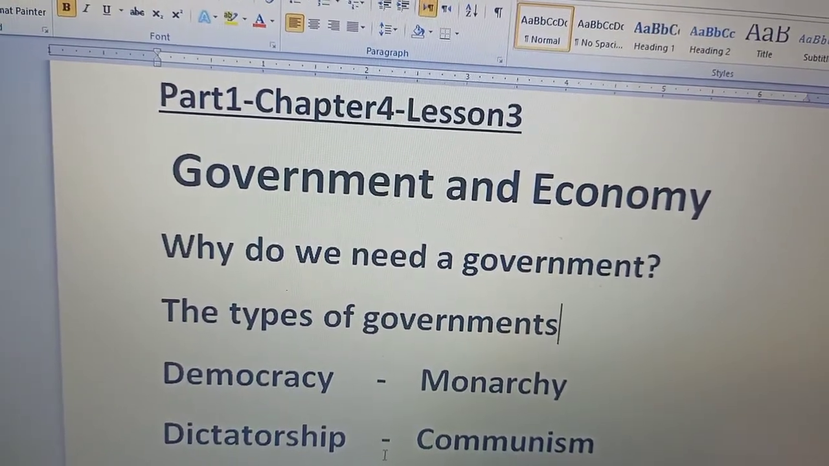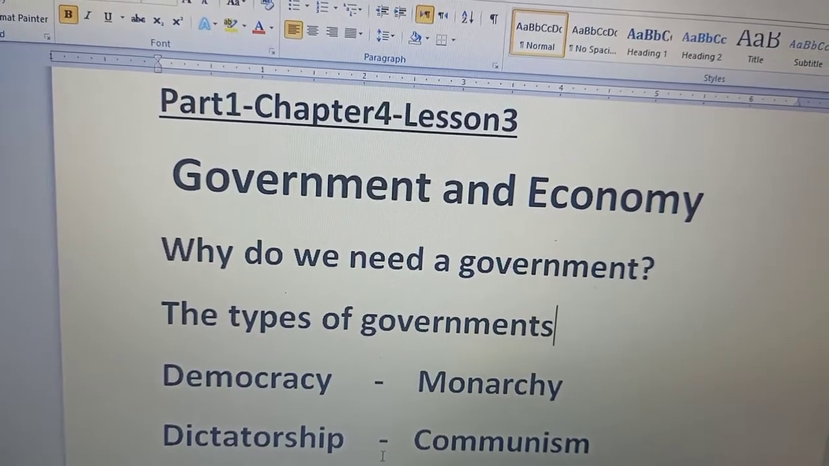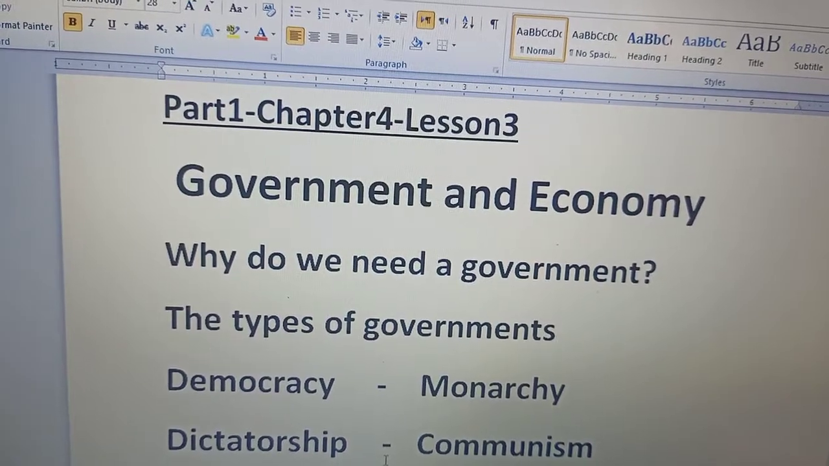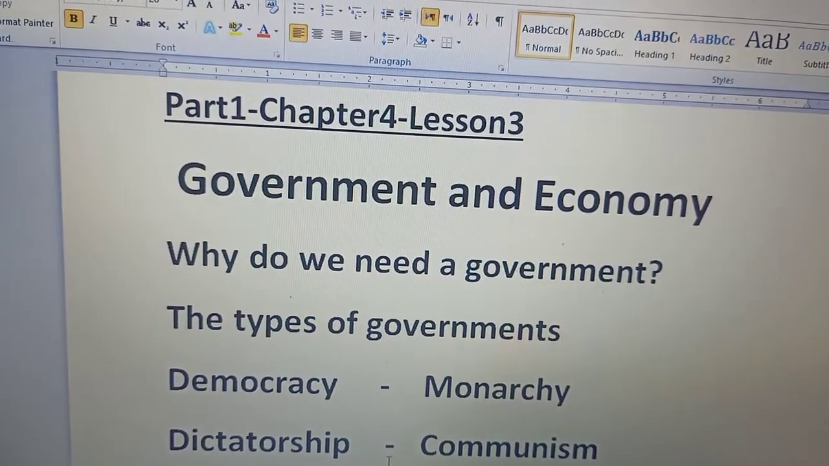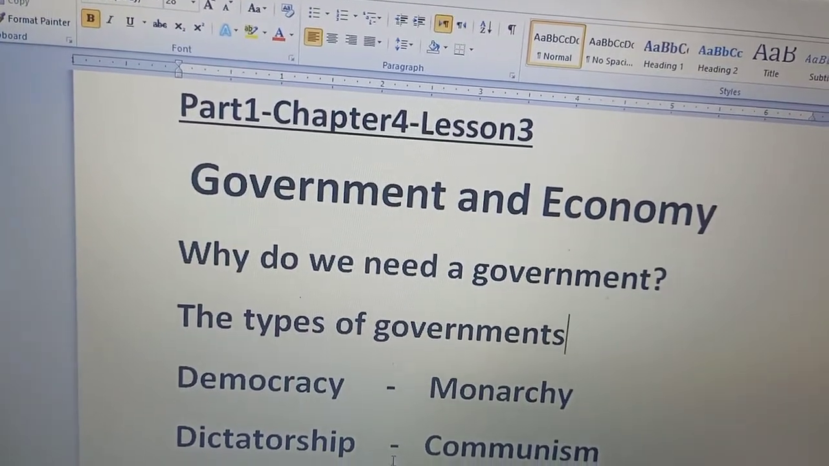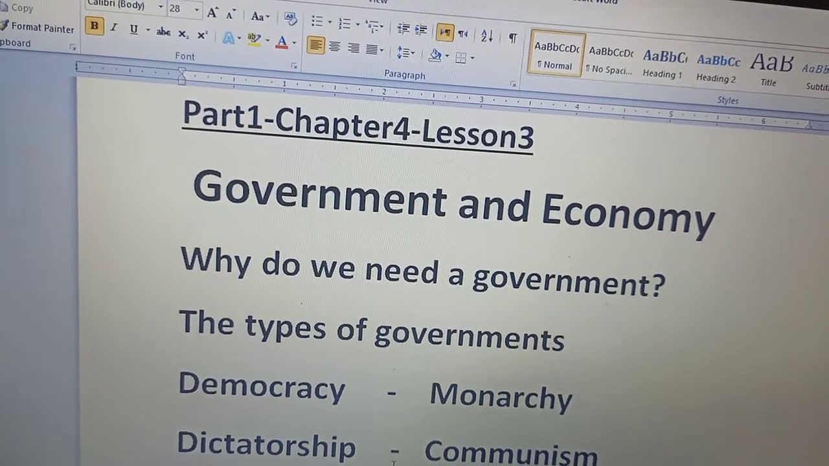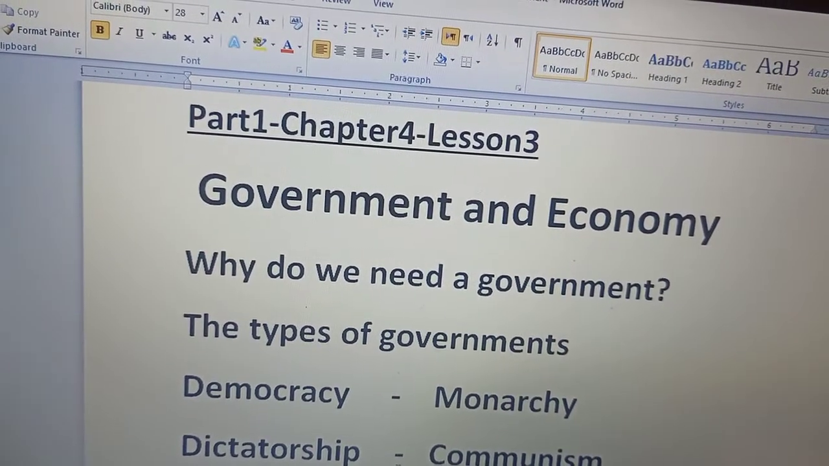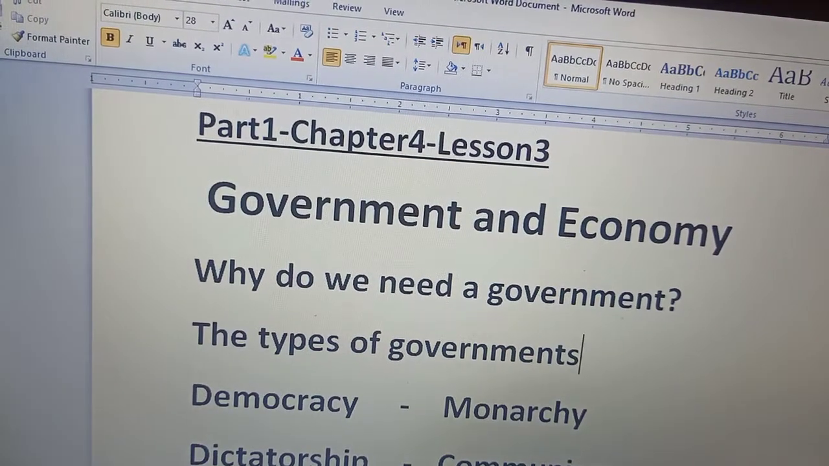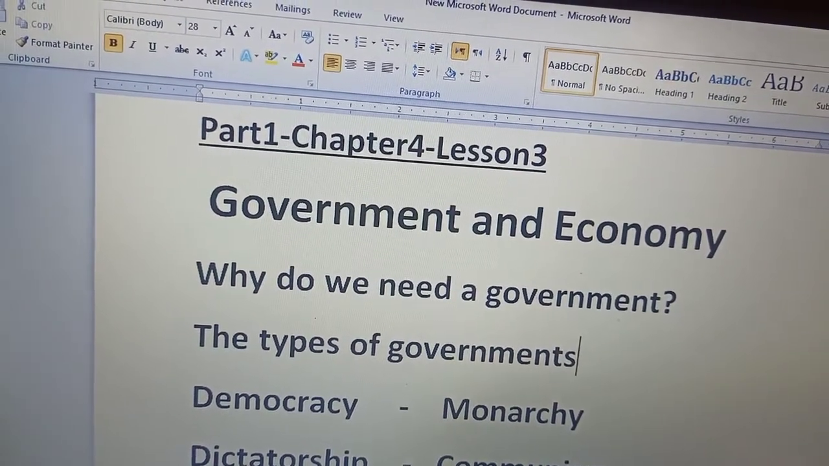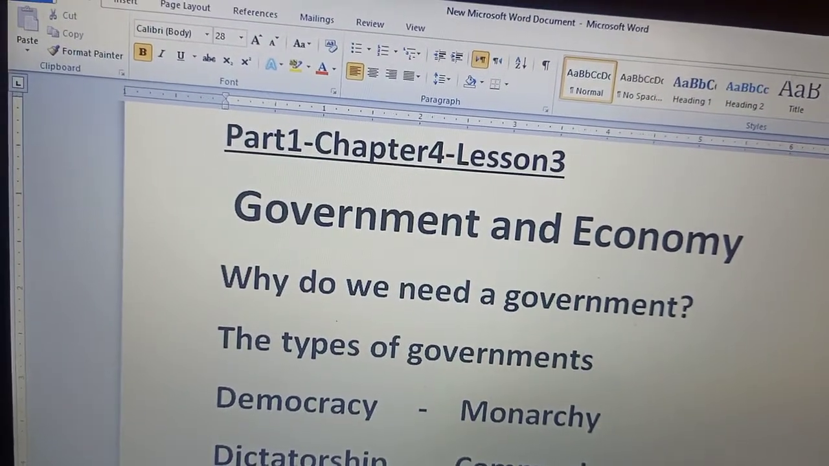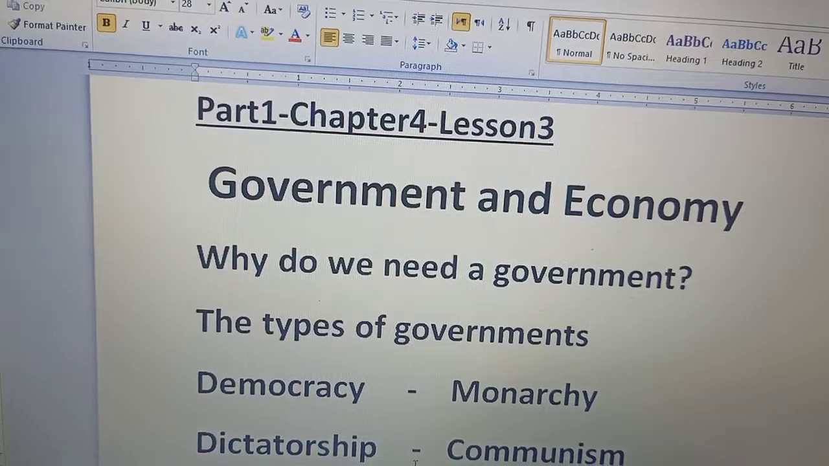Let's move to the second point in this lesson. There are 4 types of governments around the world. Number 1, democracy. 2, monarchy or kingdom. 3, dictatorship, and 4, communism. Try to say them: dictatorship, communism, democracy, and monarchy. Let's explain the first type, democracy.